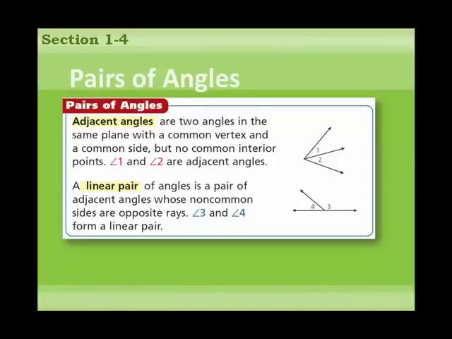You guys learned all about angles in section 1-3, and so now we're going to look at different pairs of angles and what they may have in common. Our first two pairs of angles are called adjacent angles and a linear pair.